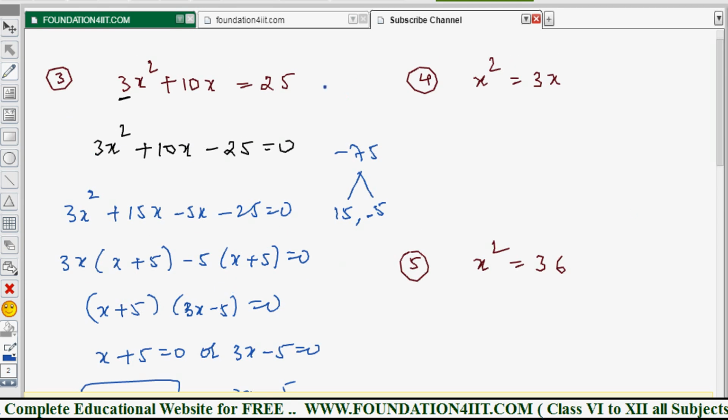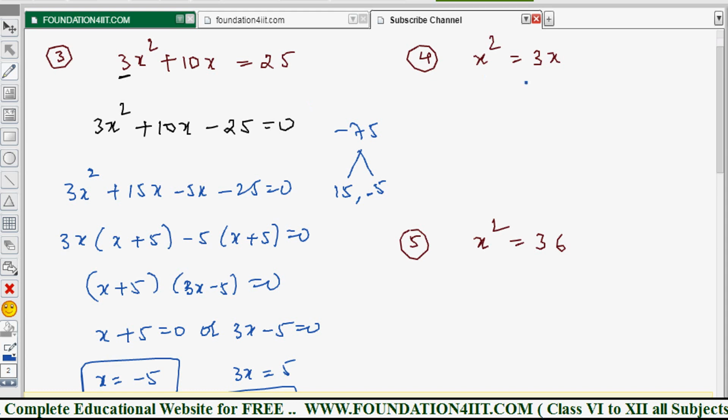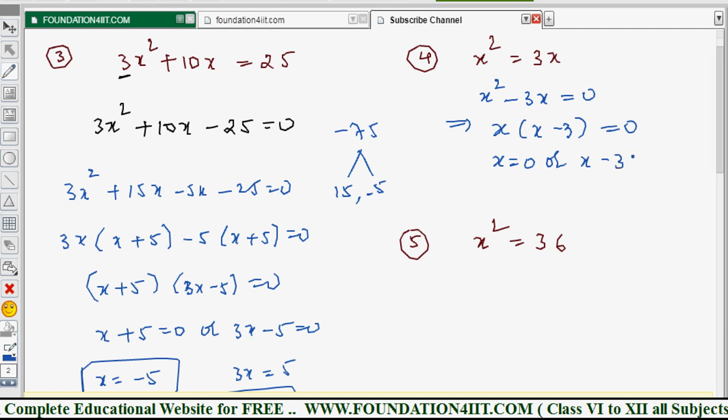Now let us see these two types of questions. x square is equal to 3x. Here there is no constant term. So first we make it into general form, taking 3x to this side as minus 3x. If there is no constant term, directly from these two terms you can take the common factor. x common, x minus 3, because x is in both, is equal to 0. Same as before, x is equal to 0 or x minus 3 is equal to 0. So x is equal to 0 is one solution. x is equal to plus 3 is another solution. So the solution set is 0 comma 3 for this.